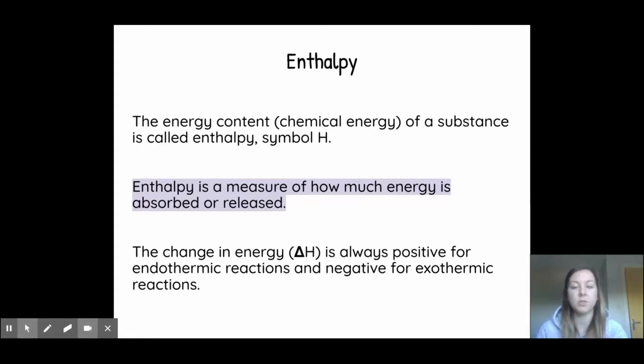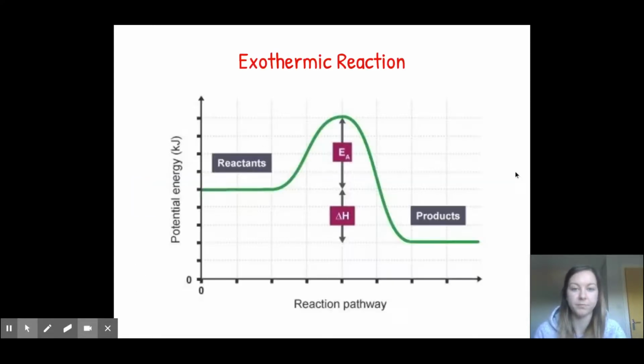What is enthalpy? Just a wee reminder, it's a measure of how much energy is absorbed or released by a reaction. In the reaction we just discussed a wee second ago, that would be energy released since it was exothermic, but oppositely, if it's endothermic, it would be absorbed. So the delta H is always positive for endothermic reactions and negative for exothermic reactions. So you can almost check your answers with this. If you get a positive value and your graph looks like an exothermic graph, then you've done something wrong.